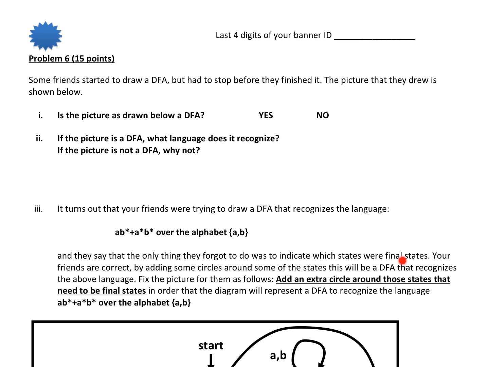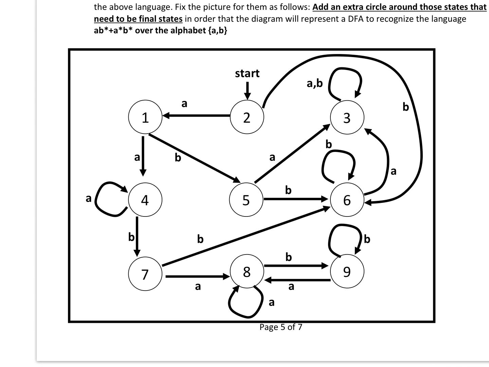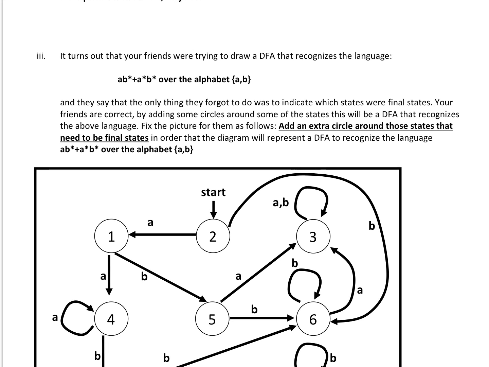Problem 6 on the other exam has the same kind of question. The transitions are a little bit different here. The language we're going to accept is a little bit different. But still, is it a DFA? Yes. No accept states, so it accepts the empty set. And now what we're trying to do is add double circles so that we recognize the language AB star plus A star B star over the alphabet AB.